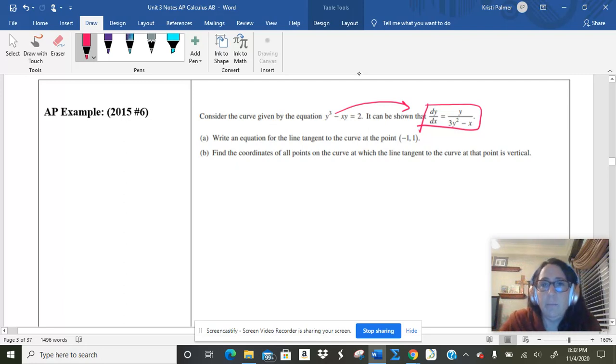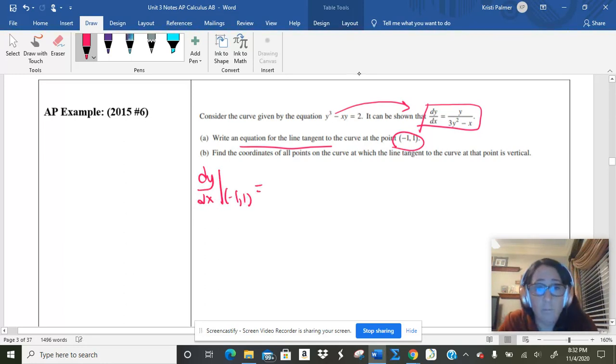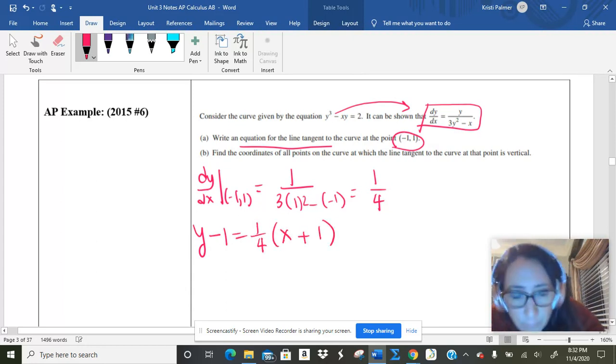Okay, so they already did that whole implicit derivative and they want the equation of the tangent line. Okay, I've already got a point. All I need is a slope. Sweet. So we're going to evaluate this at that point to get my slope. So that would be 1 over 3 times 1 squared minus negative 1, 1/4. So now I do y minus y1 equals my slope, x minus x1. Sweet. Okay, A was pretty nice.